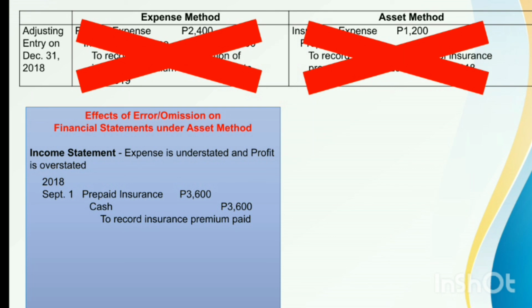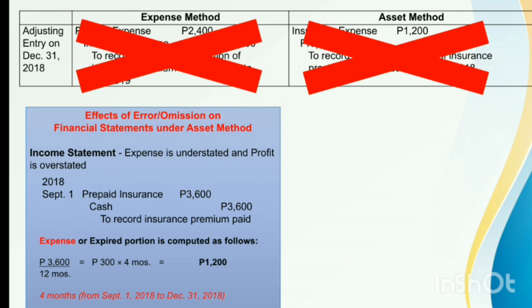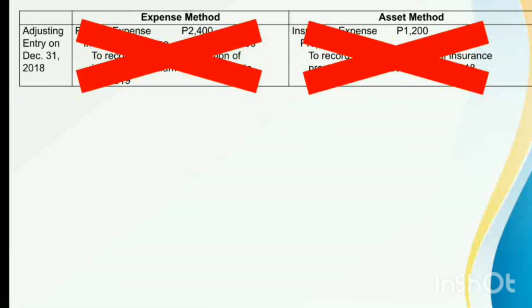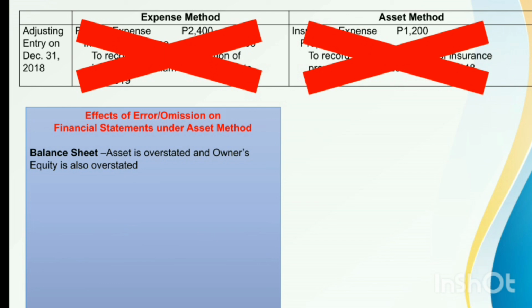So mangyayari, the expenses is understated or kulang. Kasi dapat meron 1,200. So kulang or understated by 1,200 yung expenses kung walang adjusting entry. And if understated yung expense, so as a result, magiging overstated yung profit. And if profit is overstated, it follows that the owner's equity is also overstated. And now for the balance sheet. If there is no adjusting entry under the asset method, the asset in the balance sheet is overstated and the owner's equity is also overstated.